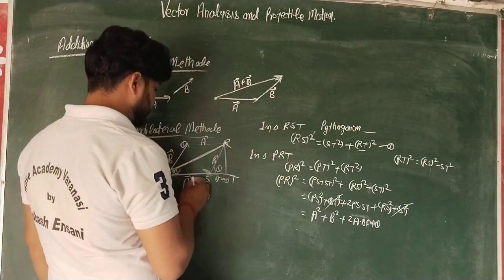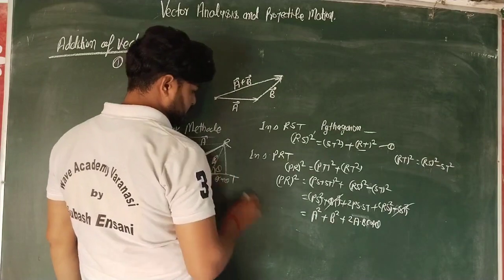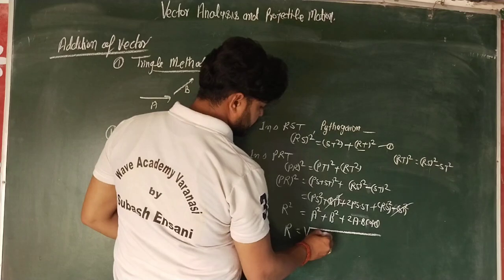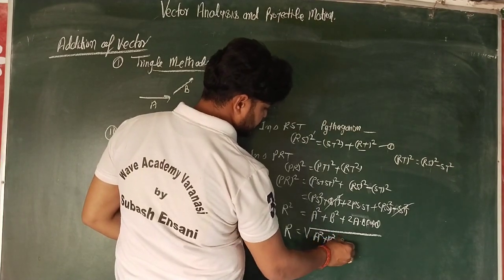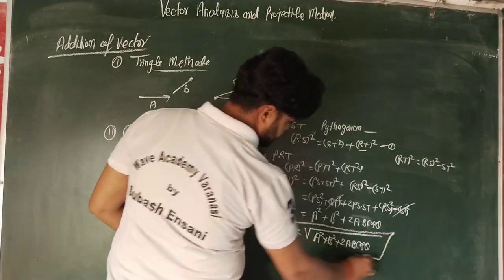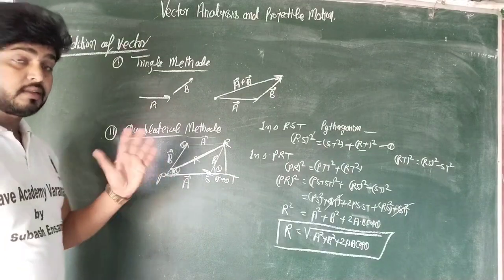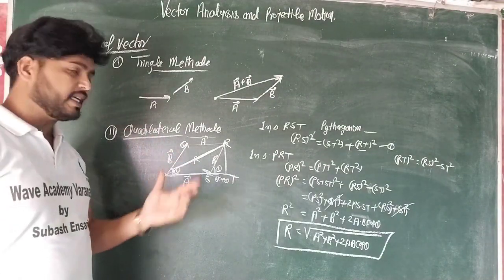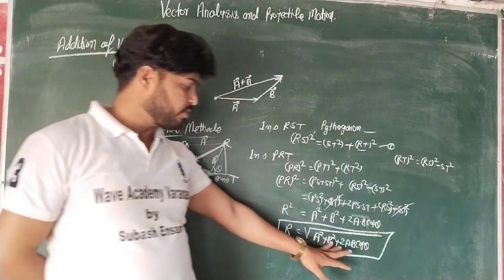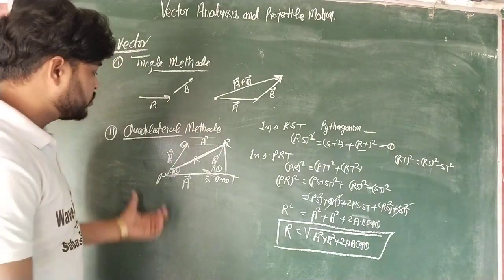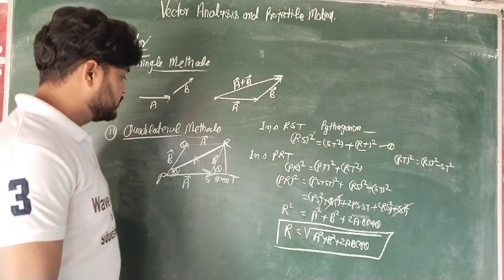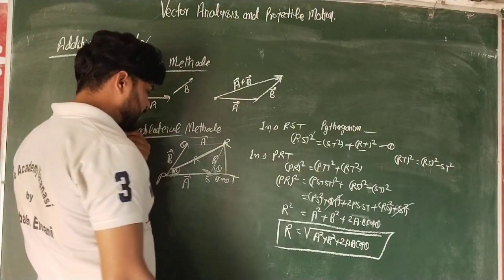Suppose that is resultant R, so R equal to root A square plus B square plus 2AB cos थीटा. तो इस प्रकार हम देख सकते हैं अगर कोई दो वेक्टर्स ए और बी किसी एंगल पे दिए गए हों तो उनका जो रिजल्टेंट होता है दैट इज द रूट ए स्क्वायर प्लस बी स्क्वायर प्लस 2ab cos थीटा. इसको हम चतुर्भुज मेथड से भी बोलते हैं. और यहाँ पे देखिए एंगल भी आप फाइंड कर सकते हैं इसका.